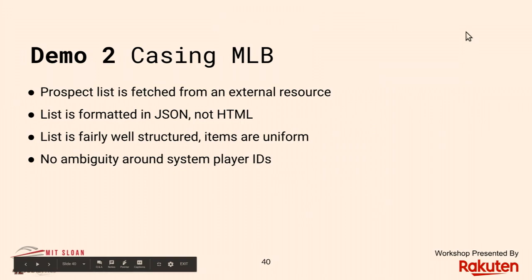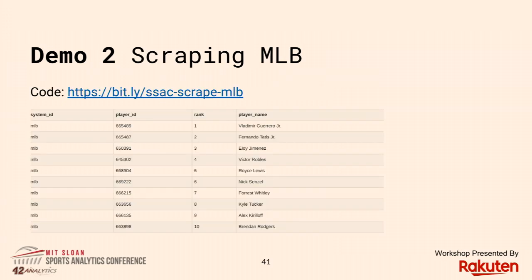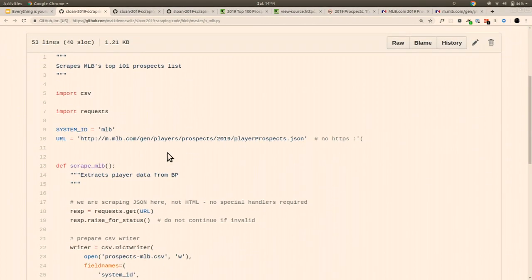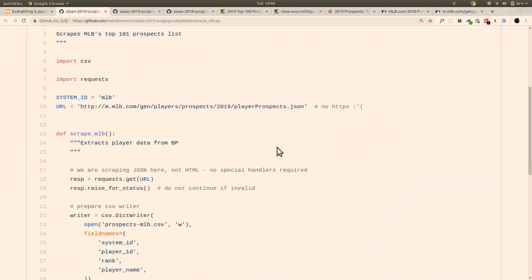Yep. So as we cased it, we saw that it's in JSON, it's well structured, no ambiguity around the player IDs. We're good to go. Let's look at it. So boom, this is what it looks like when you scrape. And let's take a look at the code. Cool. So in this case, we don't even need to request HTML. We can just make a basic HTTP request. So we're going to do that.